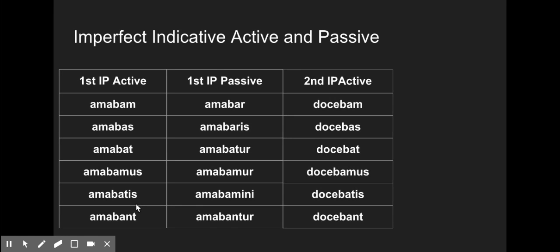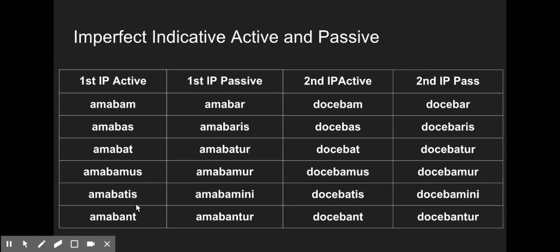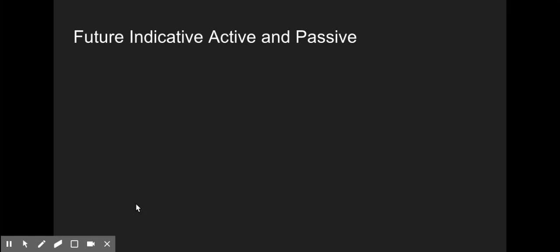Second conjugation, very similar to the first, except you have an E before the -ba instead of an A. Notice when you go from active to passive, the only difference is changing the endings.